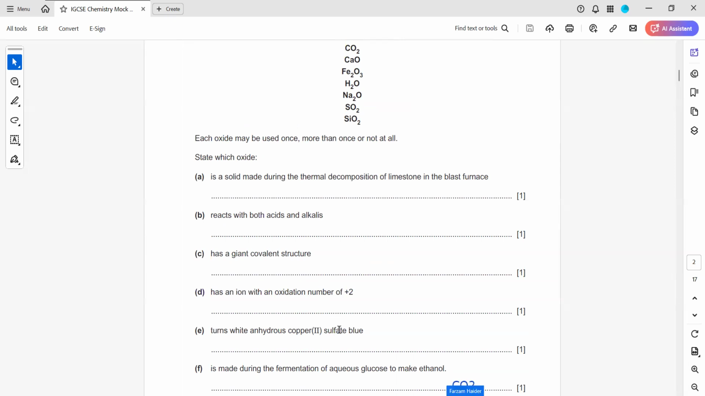It's made during the fermentation of glucose. Glucose fermentation produces ethanol and carbon dioxide.